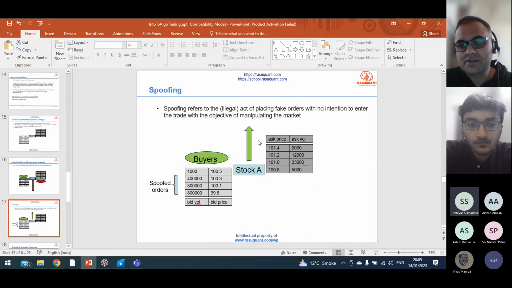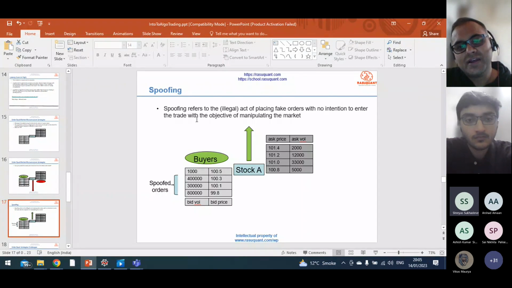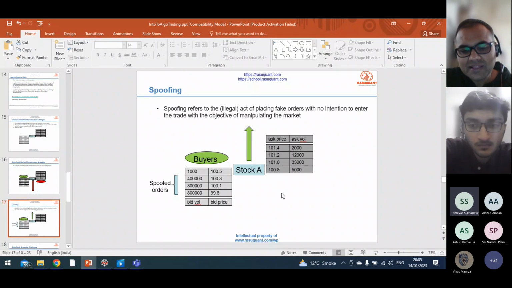But then this market was completely queered by spoofers, right? Spoofing refers to the illegal act of placing fake orders with no intention to enter the trade, with the objective of simply manipulating the market. Now let's say you own stock A.